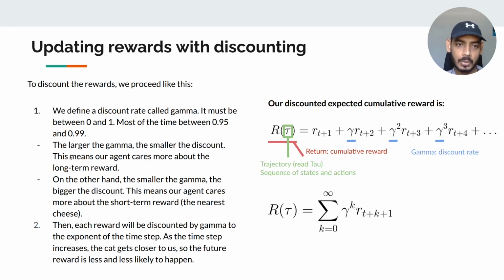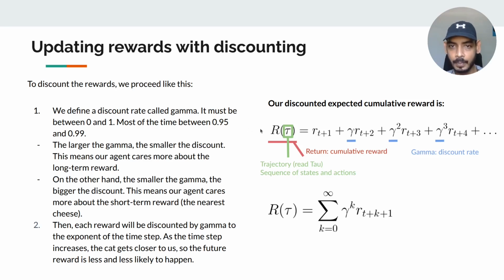So what does it mean? This means our agent cares more about the long-term reward. A larger gamma means a smaller discount. A smaller discount means you will get a good amount of reward at the end, even for the actions which you take in the future. For those also you'll get good reward, because the larger the gamma, the smaller the discount, and the reward will exponentially increase.